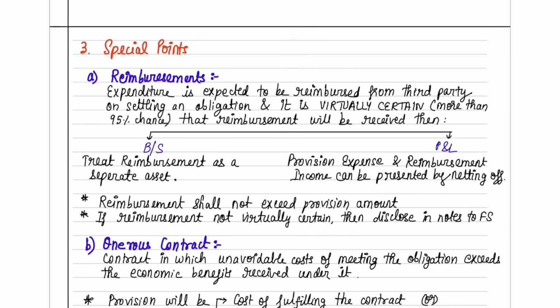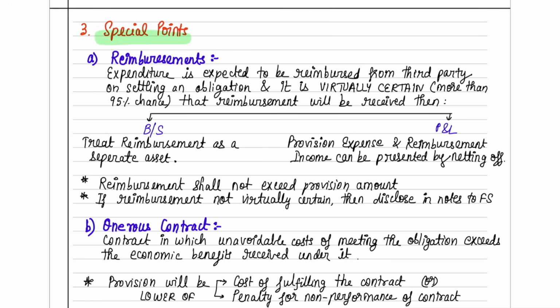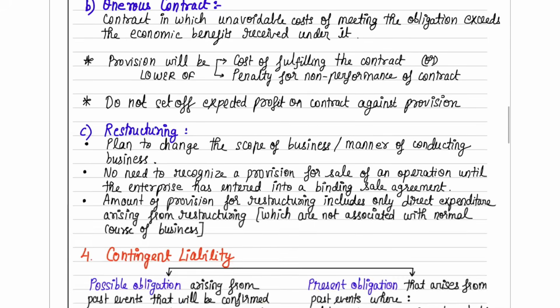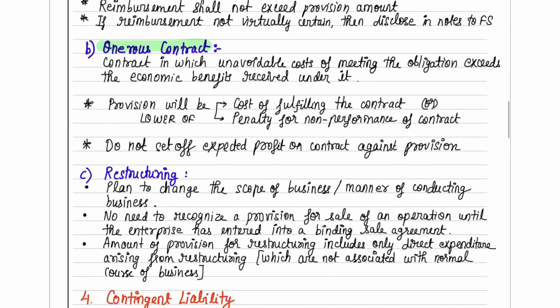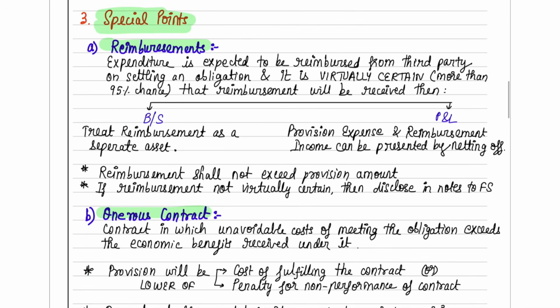Now we are going to understand a few special points, in which we are going to understand three topics: reimbursement, onerous contract, and restructuring. So starting with reimbursement.